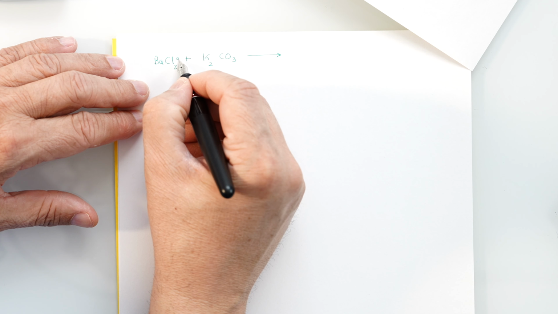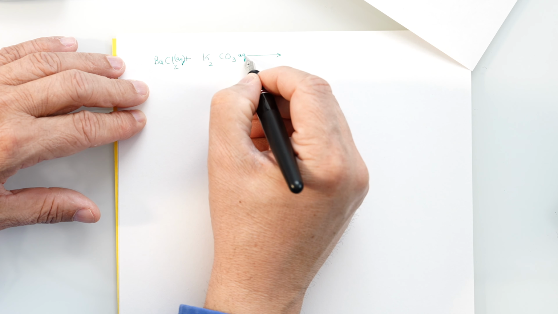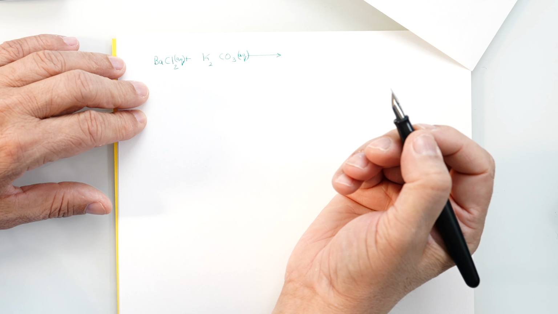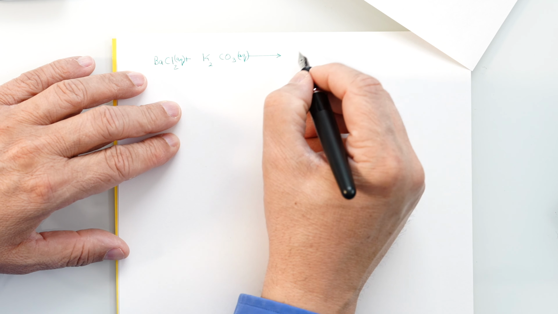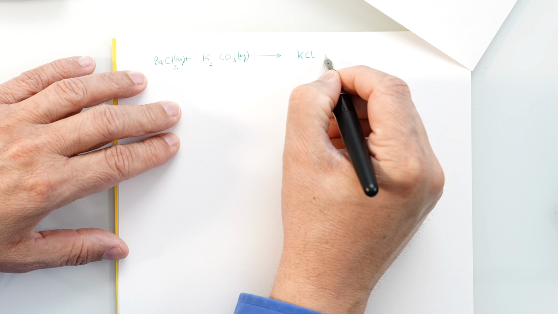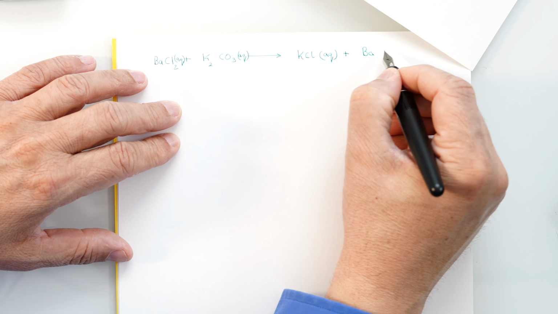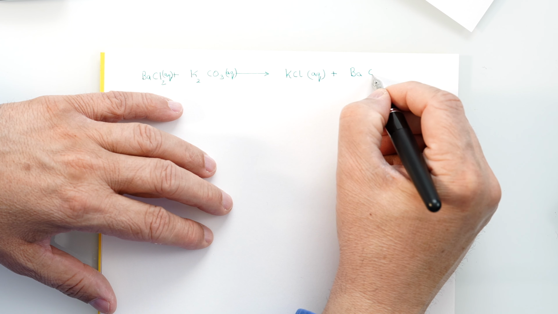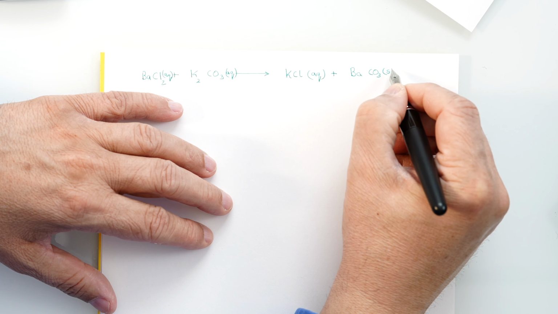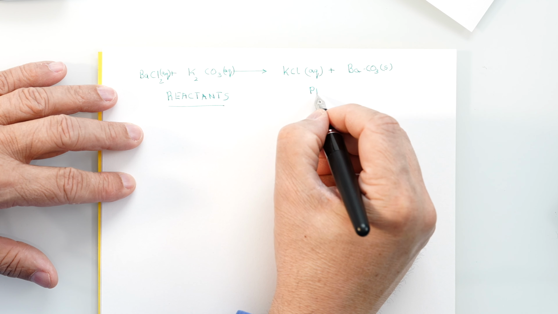So barium chloride is aqueous. It looks like water. It dissolves well in water. Potassium carbonate is aqueous. This should be together. This is all together. And it gives us potassium chloride, which is aqueous, plus it gives us barium carbonate. Okay, and barium carbonate is a solid. This does not dissolve. These are the reactants. You got the products over here.